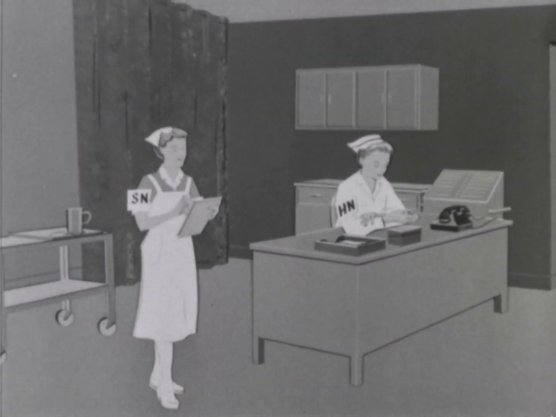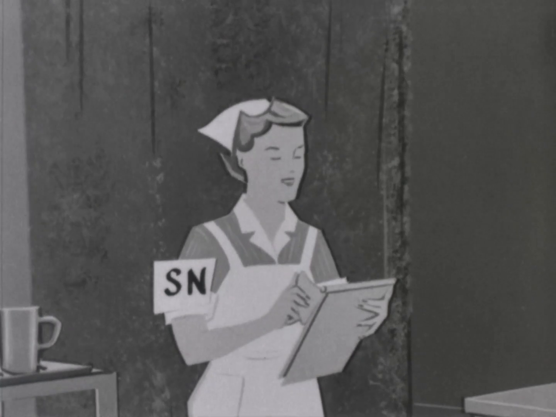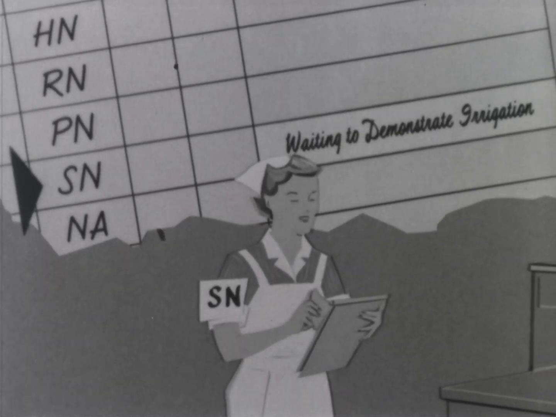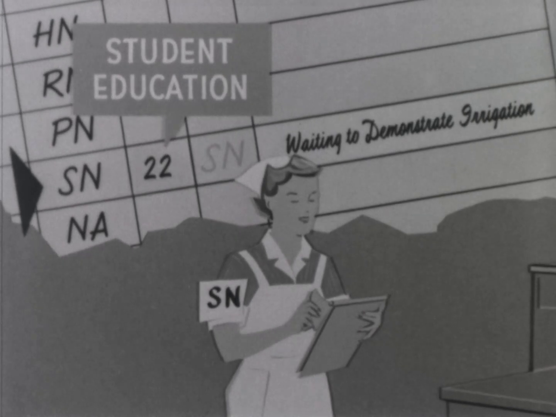A student nurse tells the observer, "I'm waiting to demonstrate that I know how to do an irrigation." This is coded Area 22, Student Education. The level is SN.